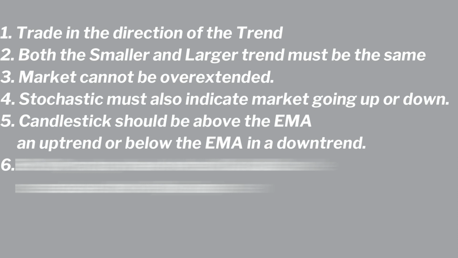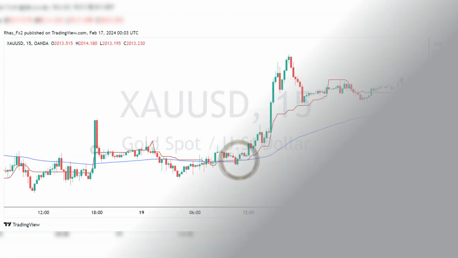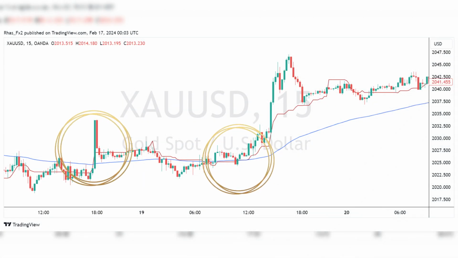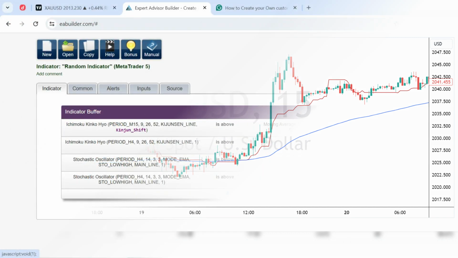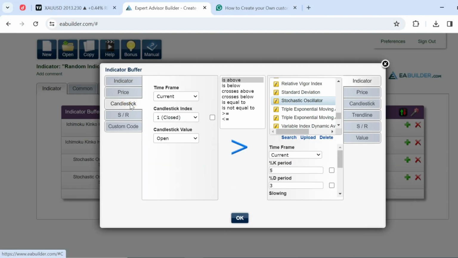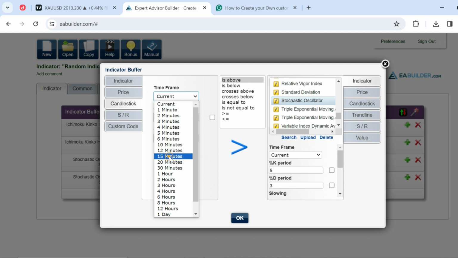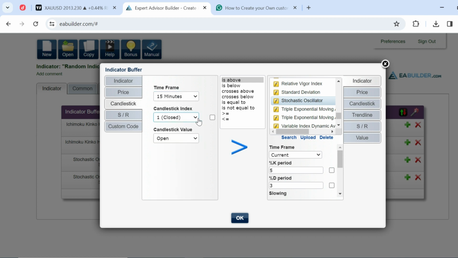Candlestick one body should be above the EMA in an uptrend. With this fifth buy condition, we can also filter out potential false signals as you see here. What we want is a clear trending market to enter, and not one that is indecisive. With that being said, our next buy condition requires that the previous candlestick's body, which includes the close and the open, is above the moving average.